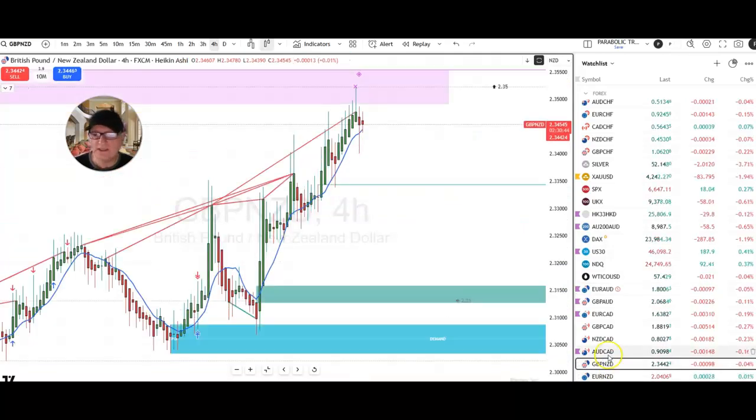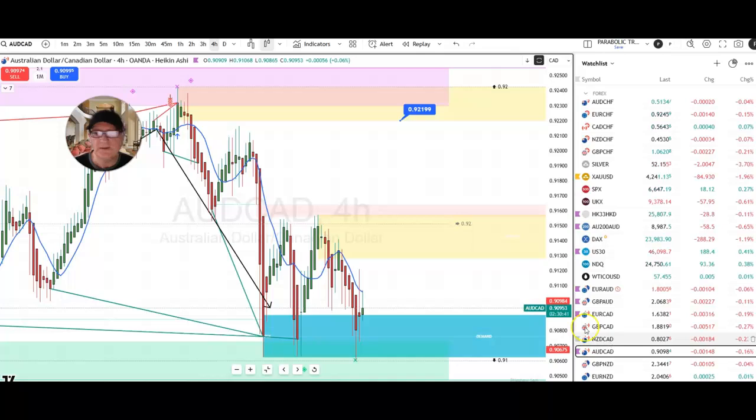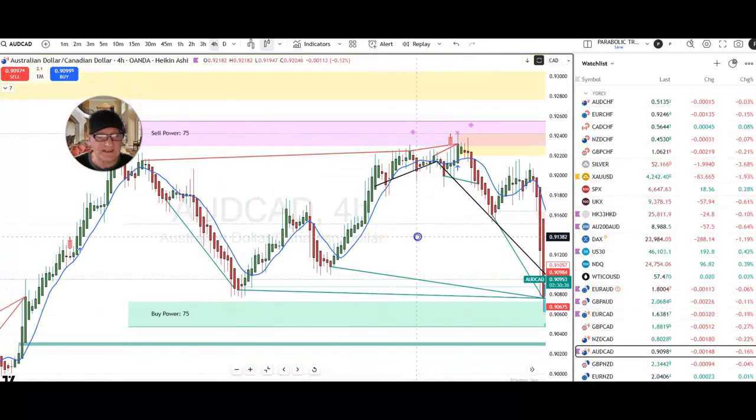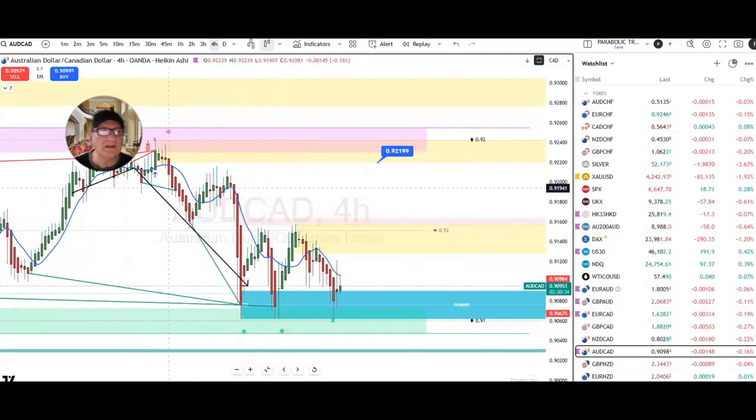I haven't seen these today. I've been busy. This is a W pattern on the Aussie Canadian. If you fancied this, this is valid, plus 75. So you can buy this at your leisure.